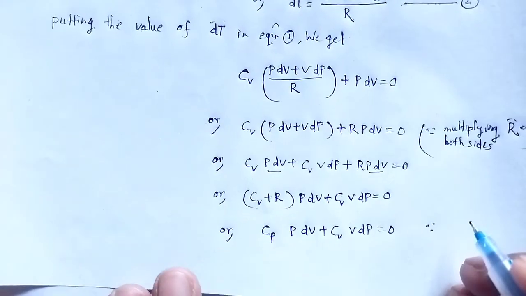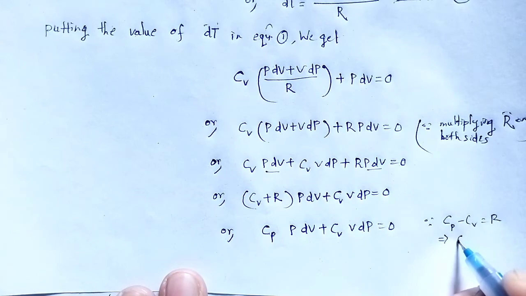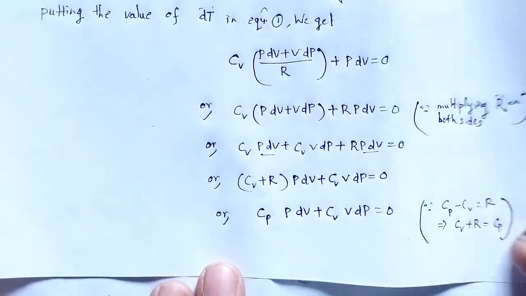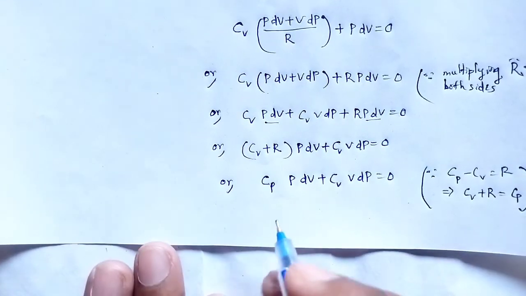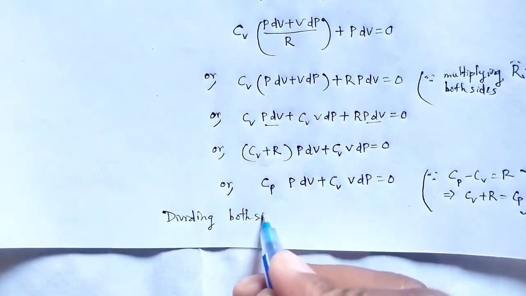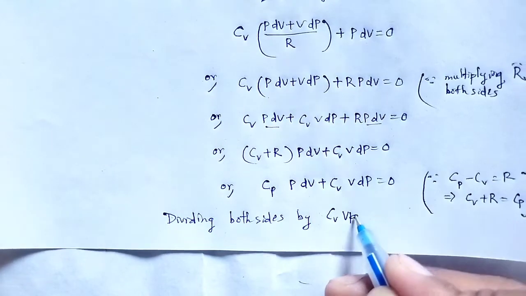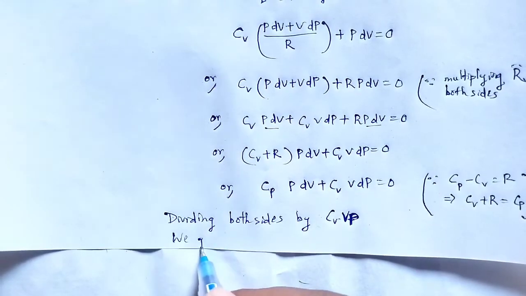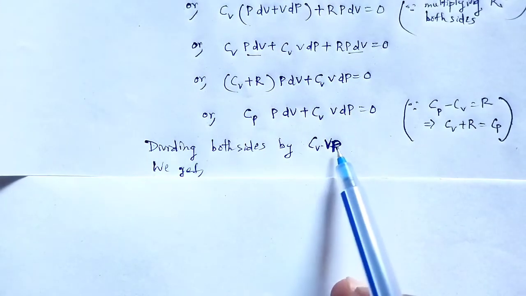As we know, Cp minus Cv is equal to R. Therefore, in place of Cv plus R, it will be Cp. Now, dividing both sides by Cv V P.